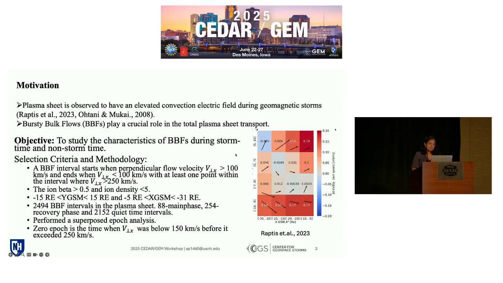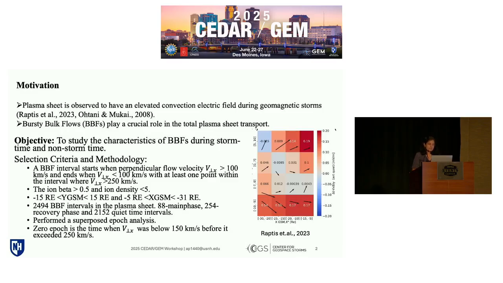And bursty bulk flows, as most of you already know, are fast transient flows, which play a crucial role in the total plasma sheet transport. So we wanted to see how they behave during storms and how these plasma sheet conditions affect the BBFs occurring during geomagnetic storms. So we used the data from the Geotail mission from 1994 to 2022.